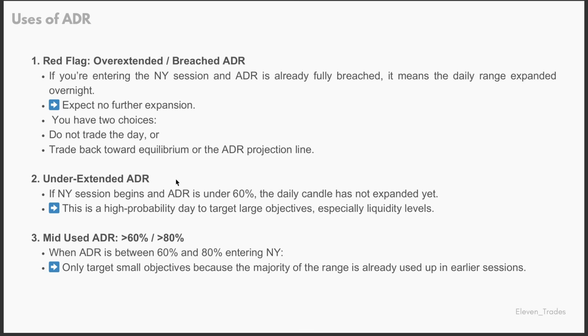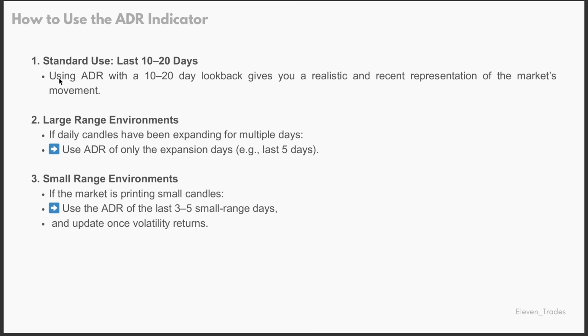And this is the mid-used ADR. When the ADR is above 60% or 80%, then you have 30 to 40% of the ADR left going into the newer session. The majority of the range is already used, but we still have 30 to 40% of the range left, so you can target small objectives.